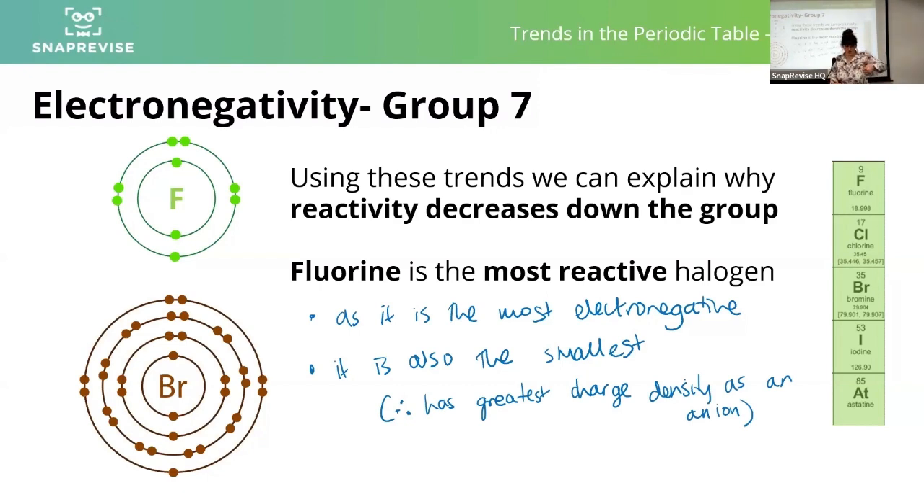As you go down the group, the atomic radius is going to increase. If the atomic radius increases, charge is spread across a greater area. And halogens are trying to gain an electron when they react. So the bigger the atom is, the lower the charge density is of the anion that would be formed, and therefore, the attraction between the outer electron and the nucleus is going to be weaker. So you're not going to create an anion that is as stable.